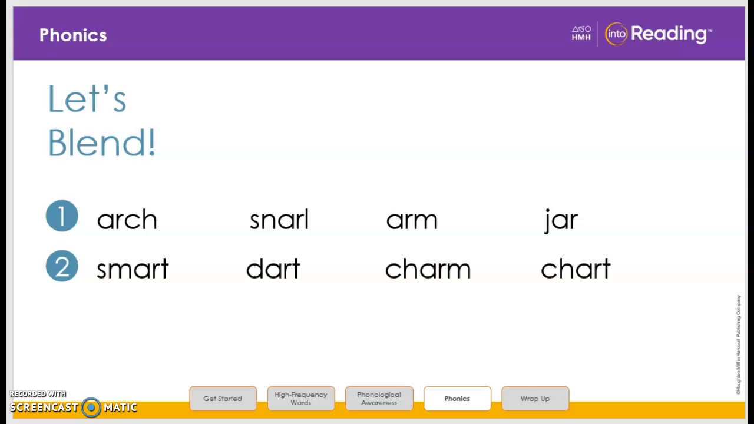Let's read line 2 together. Art, smart. Art, dart. Charm. And art, chart. Good work, second graders.